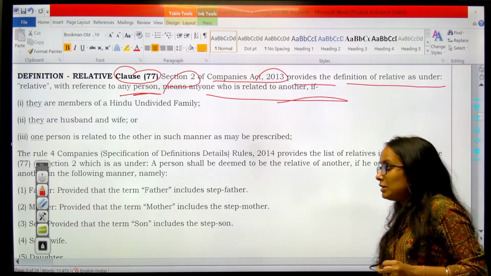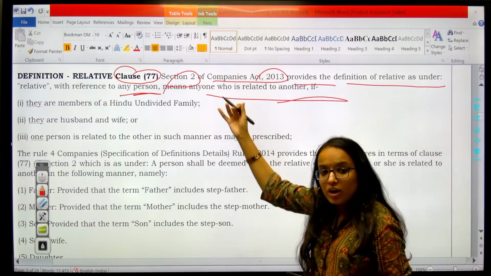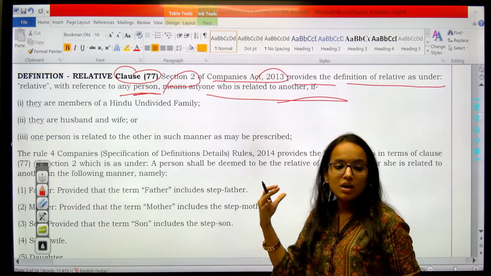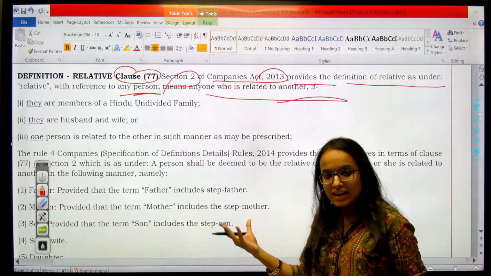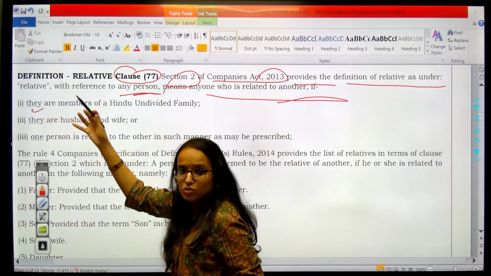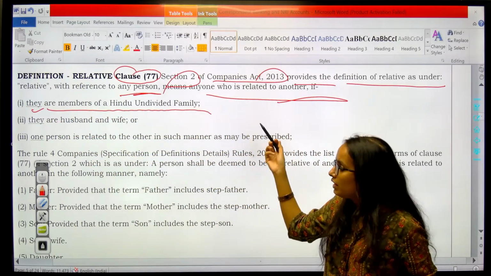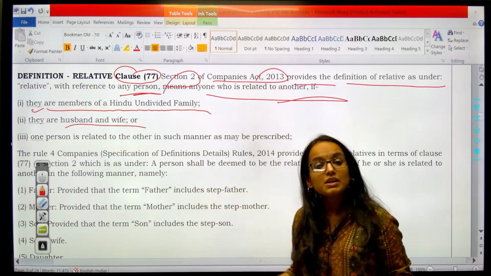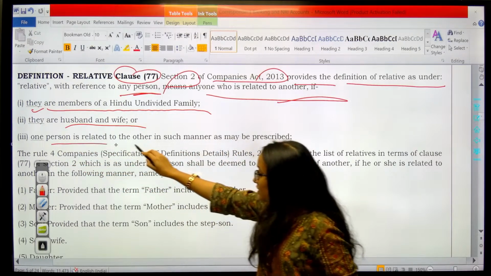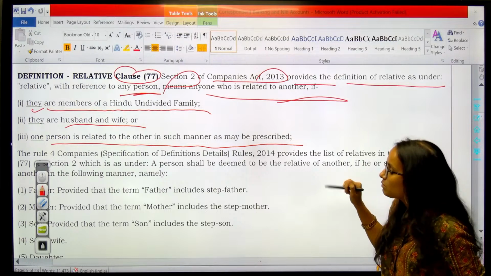So that would mean any person related to that NRE account holder. What kind of relations can these be? Who can be your relative? What kind of relation will be considered as a relative for that matter? If those people you call relatives are members of a Hindu undivided family, as you know, either they are husband or wife. A relative can be husband or wife, right? One person is related to the other in such manner as may be prescribed. Okay, as may be prescribed.